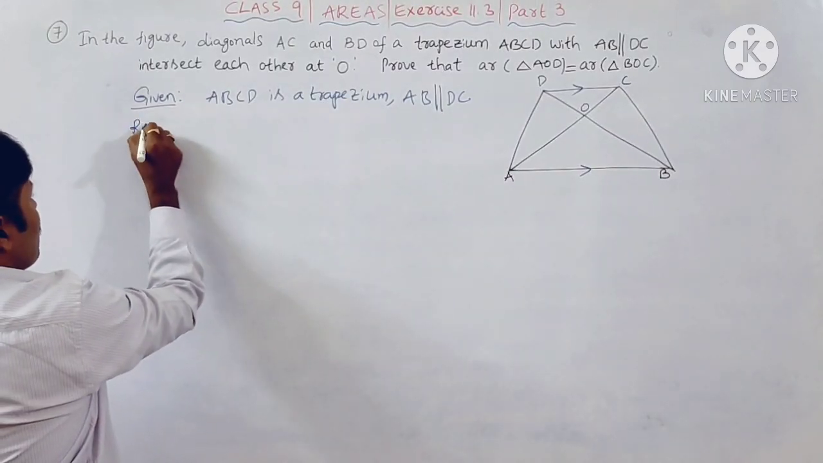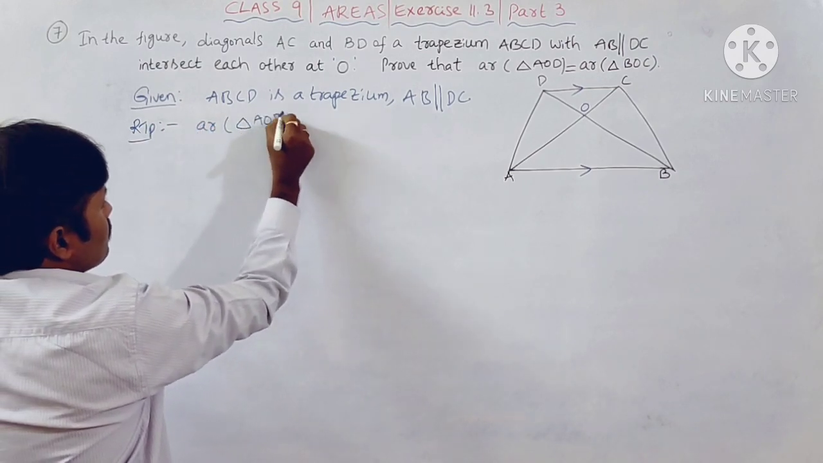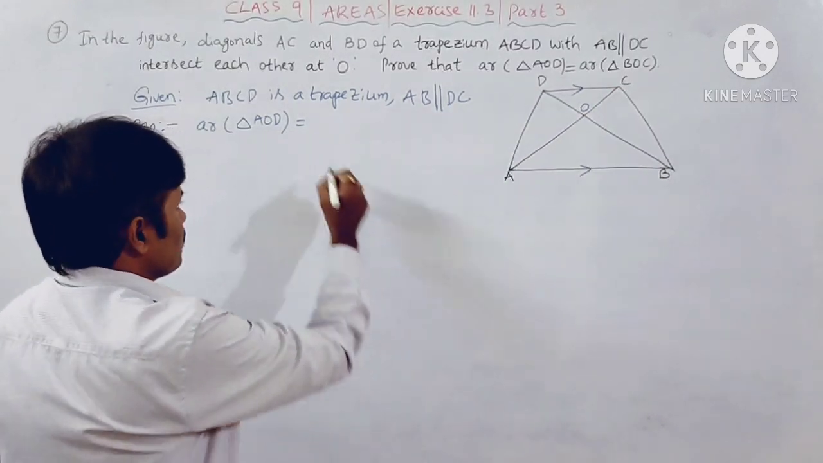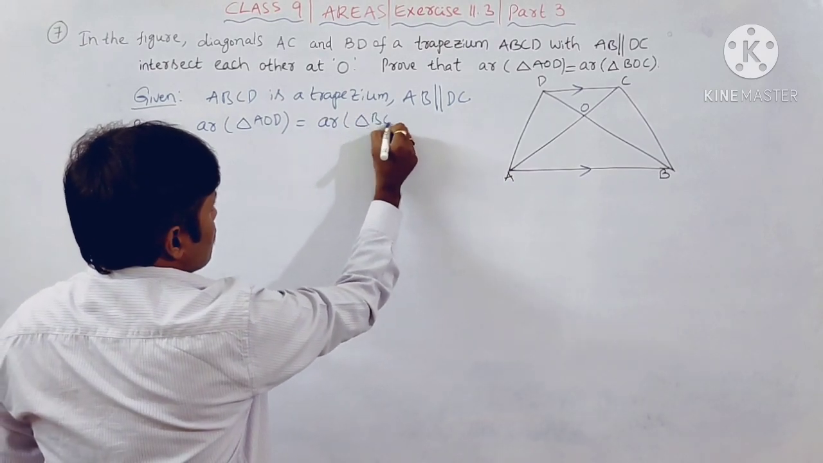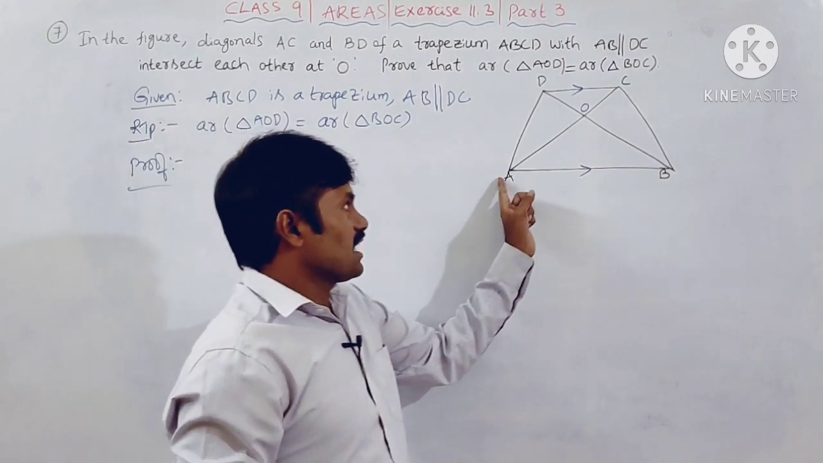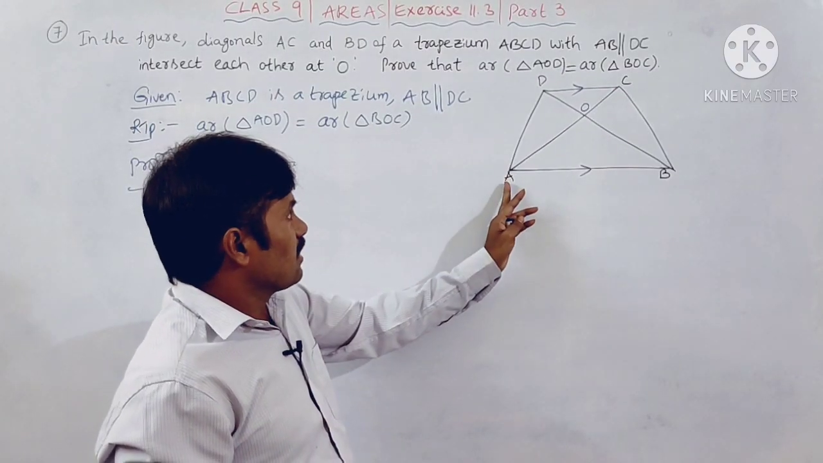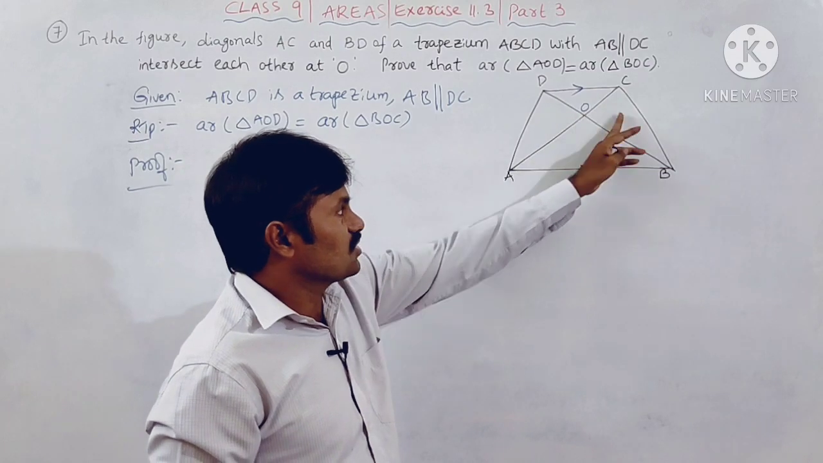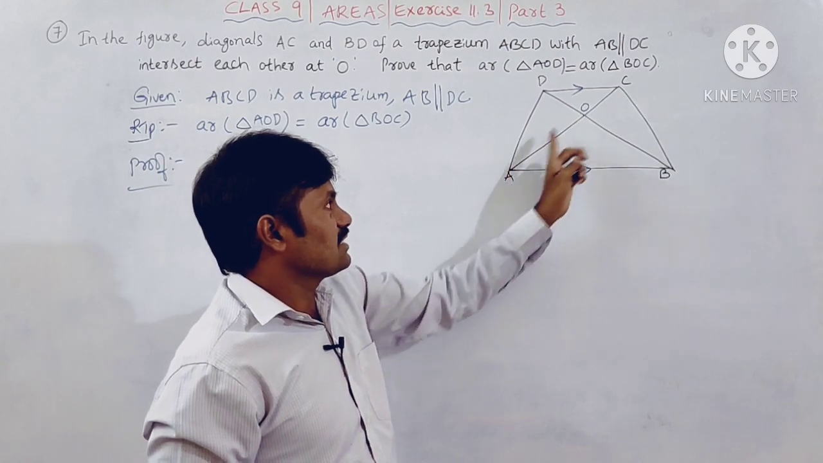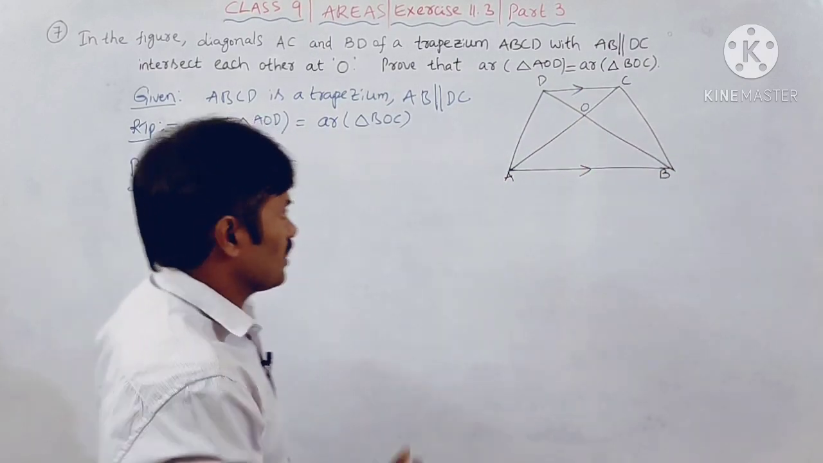Here what is required to prove? We have to prove that area of triangle AOD is equal to area of triangle BOC. To prove it, I am considering triangle ACD and triangle BDC, because what we require is AOD and BOC. So we have to make these two parts equal. Further, I am selecting triangle ACD and triangle BDC.